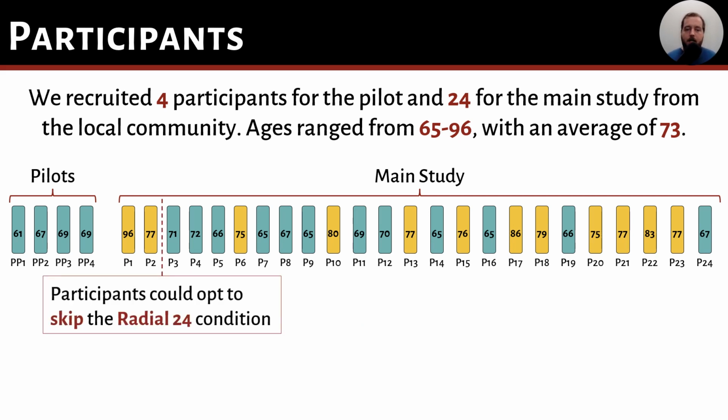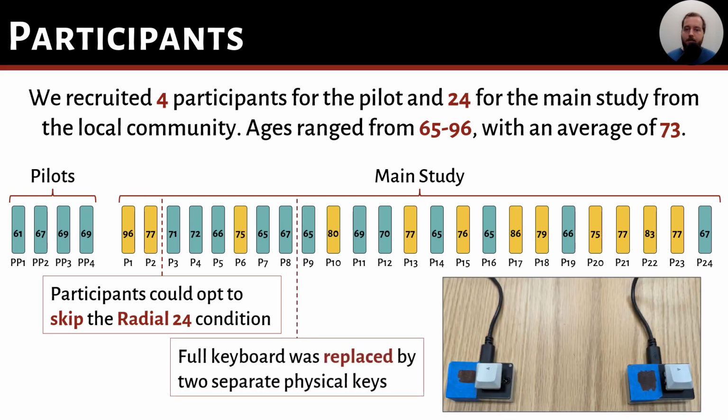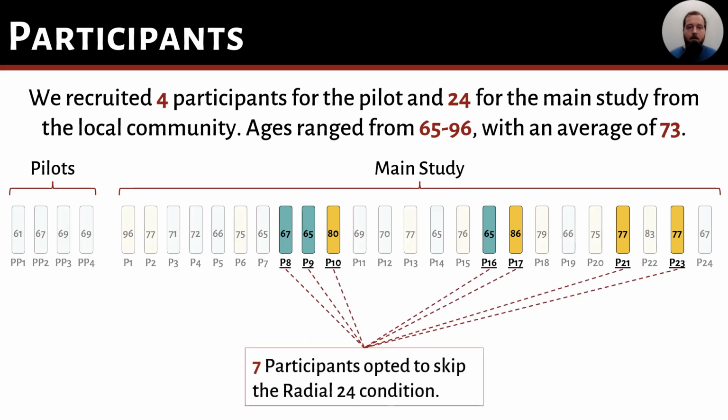First, we began allowing participants to skip the radial condition for 24 data points, as some mentioned discomfort and inability to distinguish the arcs. A bit later, we replaced the keyboard with 2 separate keys, as mentioned before. Overall, we had 7 participants choose to skip the radial 24 condition.